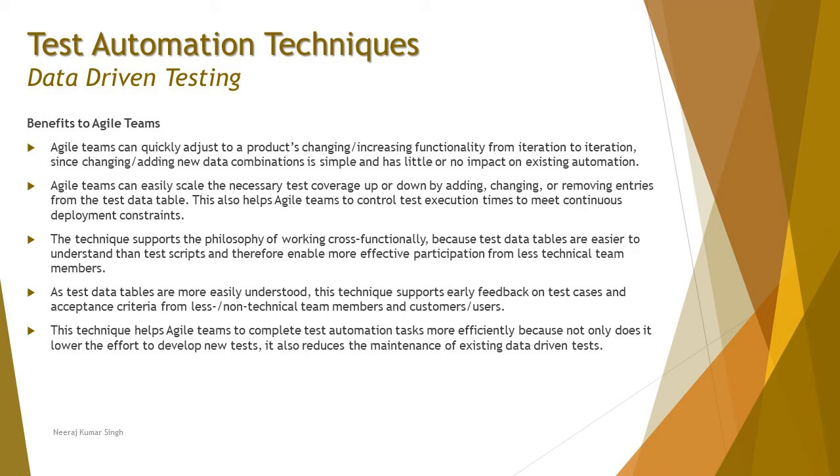This technique also helps Agile teams complete test automation tasks more efficiently, because not only does it lower the effort to develop new tests, it also reduces the maintenance of the existing data-driven tests. As I mentioned earlier, it's not required to recreate a test if you want to add more test data or remove some. You can just include the iterators accordingly or change the row number to skip the rows you do not want to execute, or if you included additional rows, it's just the iterator count which needs to be varied.